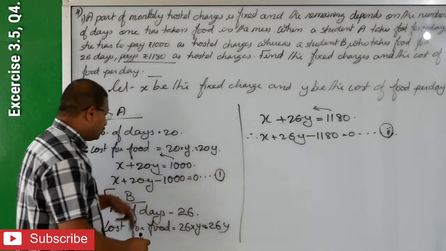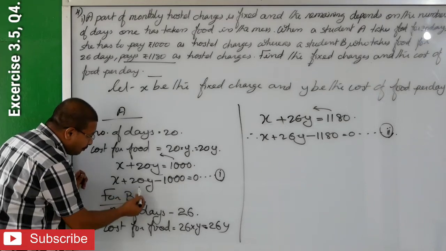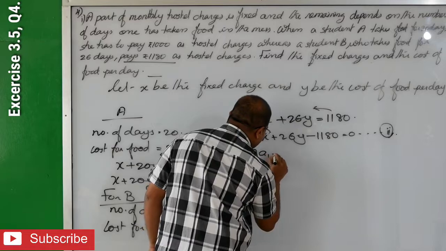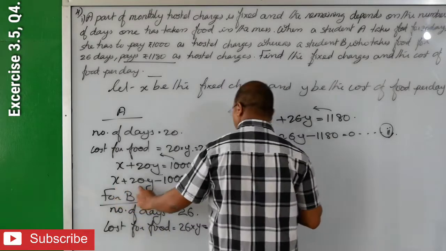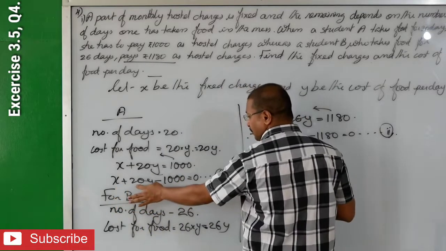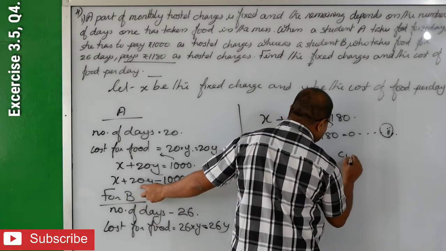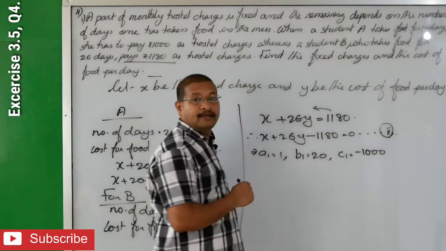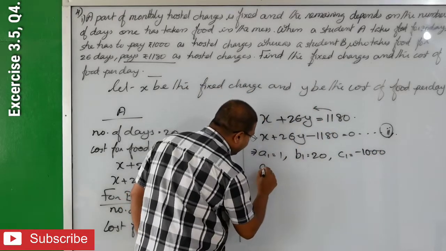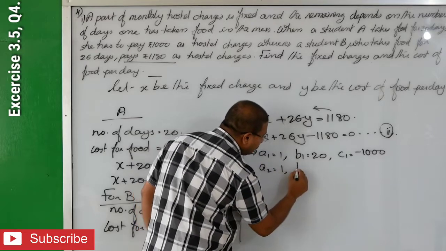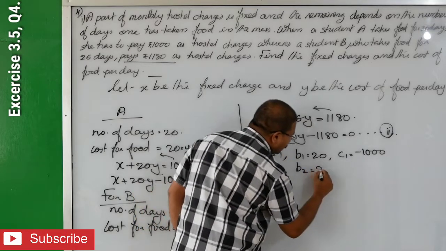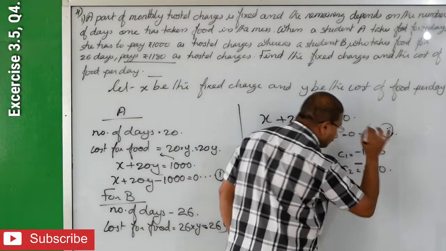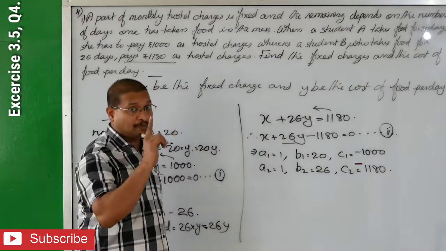From the first equation and second equation, we can find out the values of A1, B1, C1, A2, B2, C2. So, we will write that. This implies A1 equals 1, B1 equals 20 and C1 equals minus 1000. Ready? After that, for the second equation, A2 equals 1, B2 equals 26 and C2 equals minus 1180. Now we are going to use cross multiplication, isn't it?